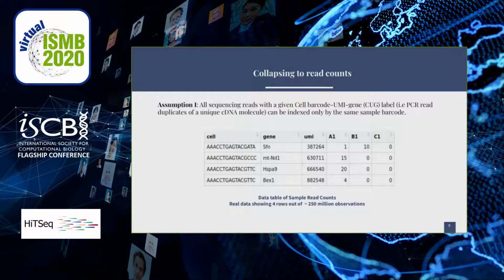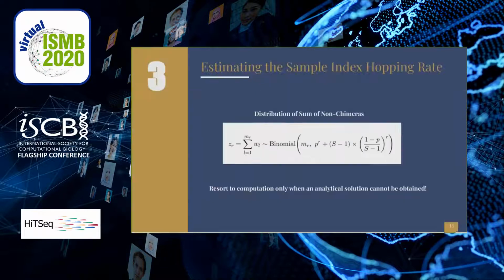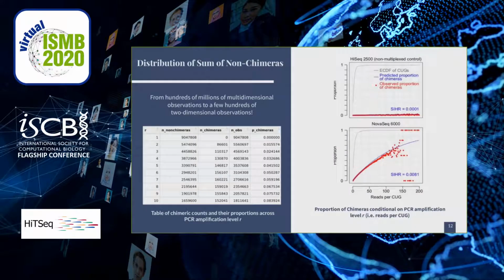We make 2 assumptions in the model. First assumption is that all sequencing reads with a given cell barcode, a CUG, can be indexed only by the same sample barcode. And the second assumption is that the probability of hopping does not depend on the source or target sample. This allows us to derive a closed form expression of the distribution of the sum of non-chimeras, and which allows us to estimate the sample index hopping rate using a generalized linear model with a log link function.